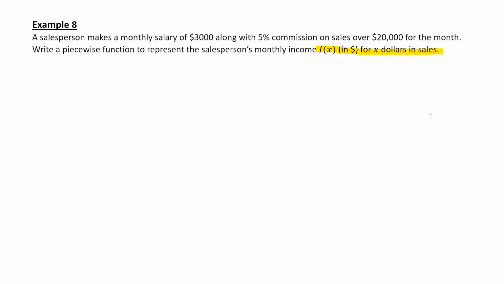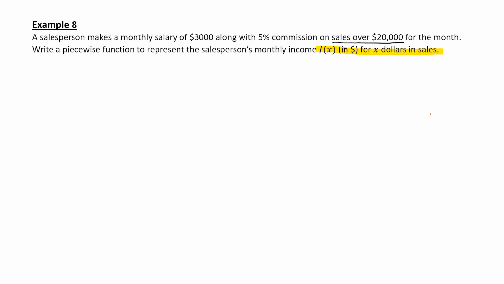Okay, now we're going to look at a piecewise function that goes with a certain real life situation. All right, a salesperson makes a monthly salary of $3,000, plus they get a 5% commission on sales over $20,000 for the month. So we're going to write a piecewise function to represent the person's monthly income, I of X, in dollars, for X dollars in sales.